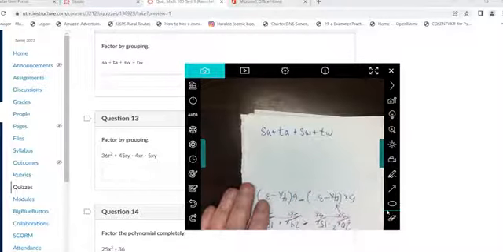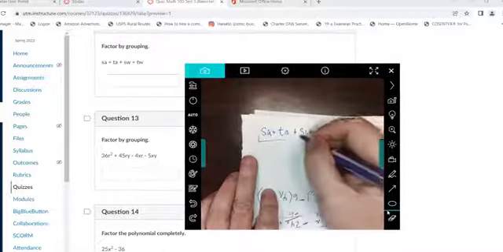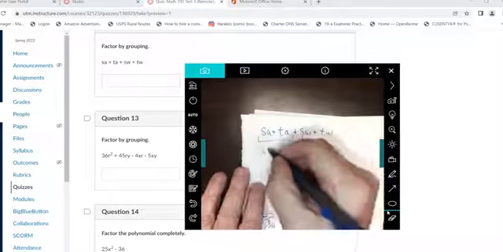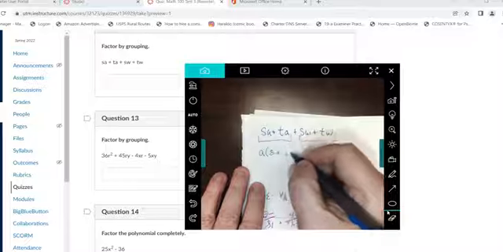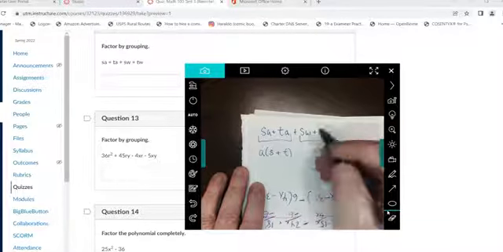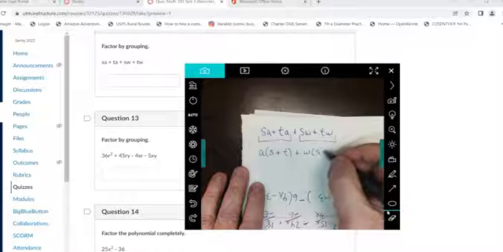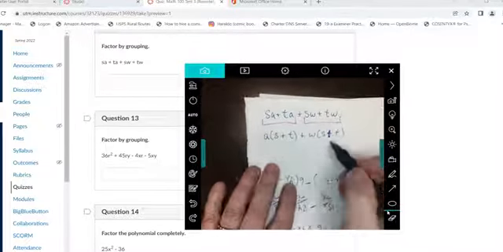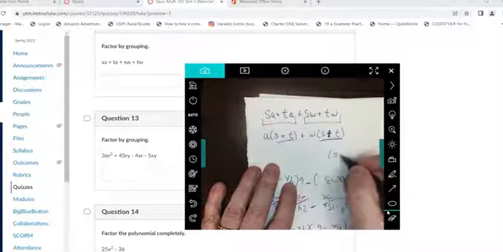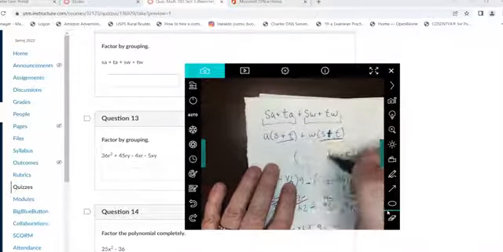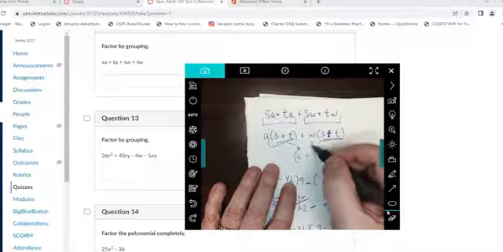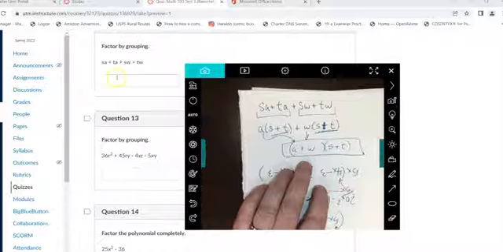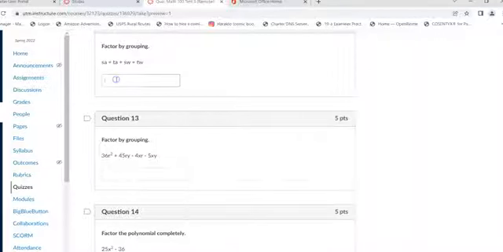Okay, if I'm going to factor it by grouping, then I'm going to pair these up. What does this first pair have in common? They have an A, so I'm going to factor it out. What do these second pair have in common? They have a W, so I'm going to factor it out. And now what do these have in common? They have an S plus T in common. And so what goes in here? A plus W. So that's going to be my answer. So no spaces, A plus W times S plus T.